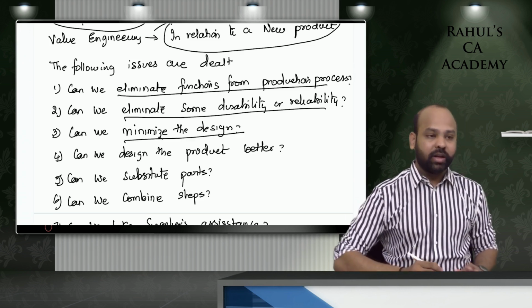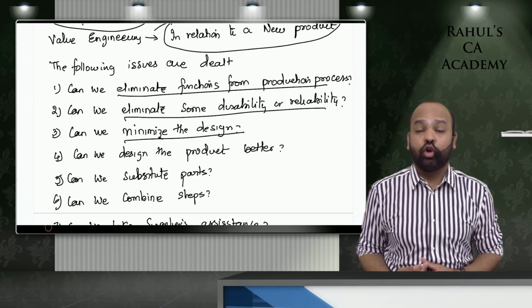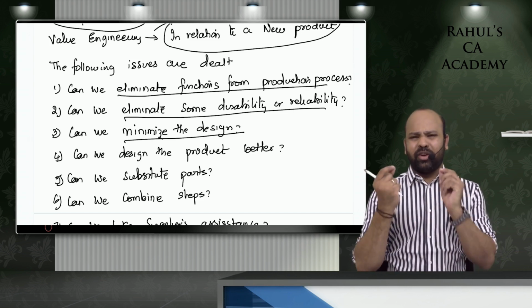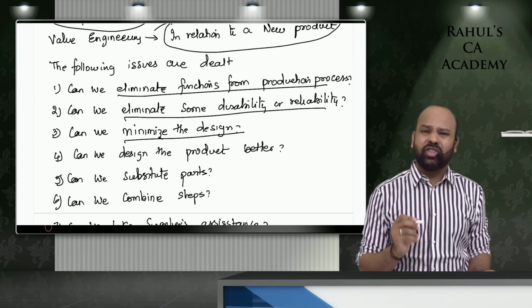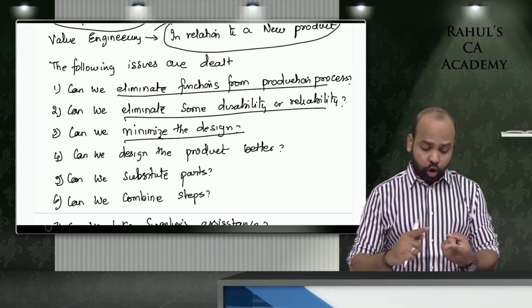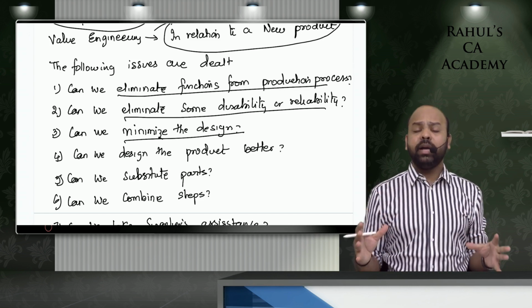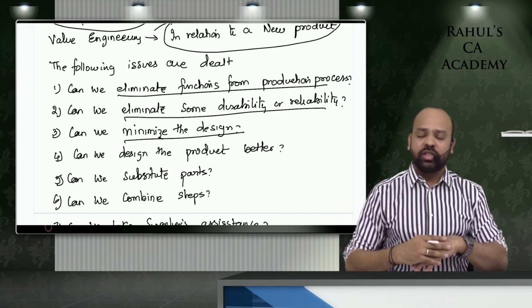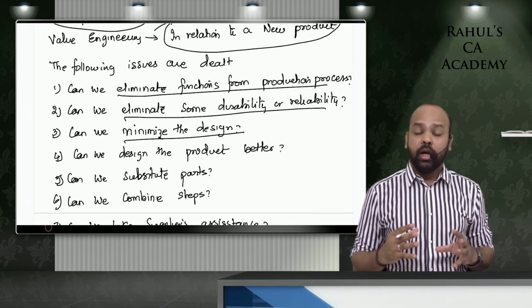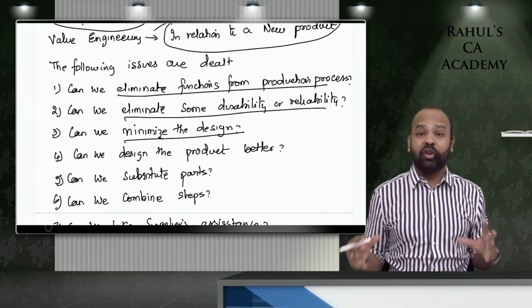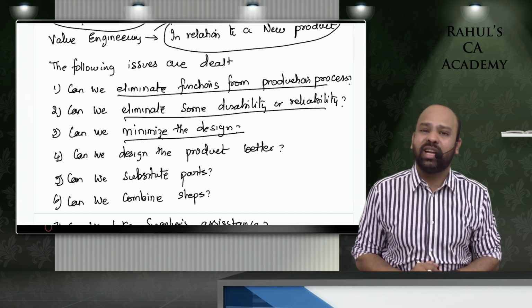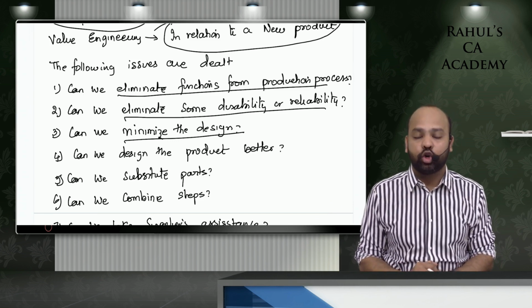Can we minimize the design? Design simplifications would always cost the least possible cost, especially, guys, in assembly industries. Target costing is heavily used in assembly industries. Take the automobile sector, take cell phone manufacturing. Here, guys, all the components are manufactured separately. In the end, they are assembled. If the design is very complicated, your assembly cost will be very high. If the design is very simplified, your assembly cost would be very less.